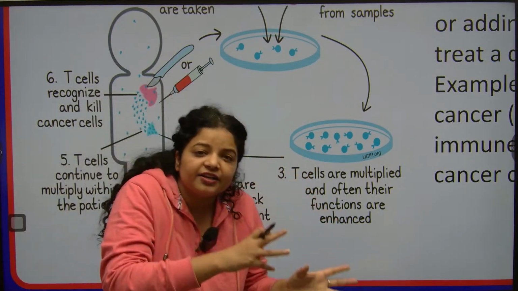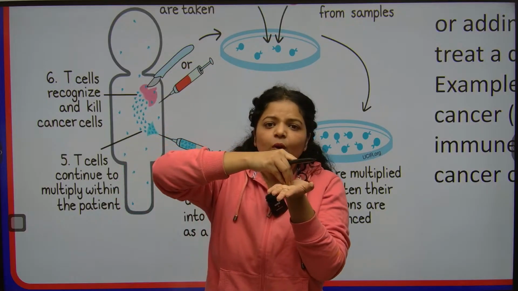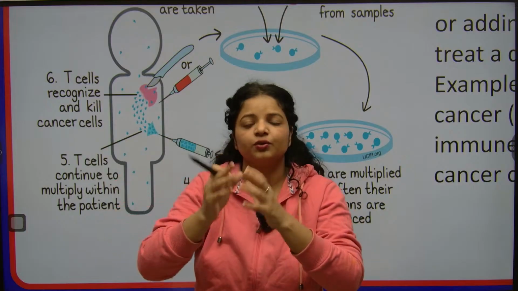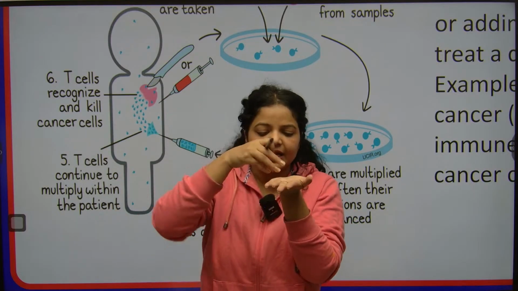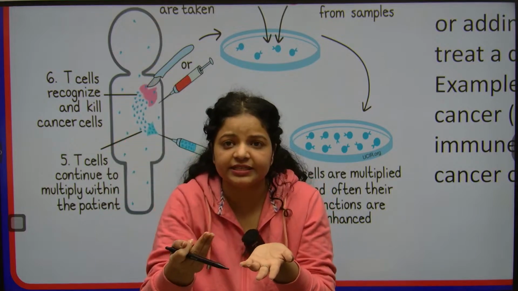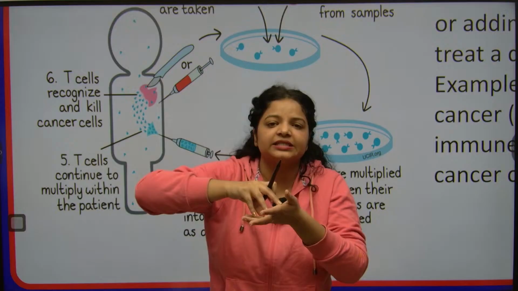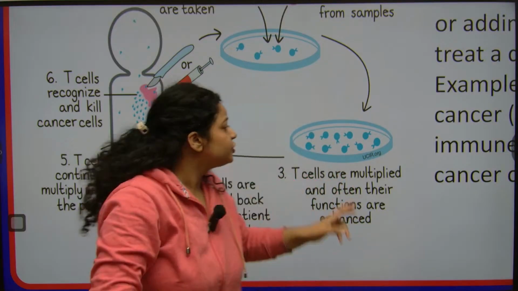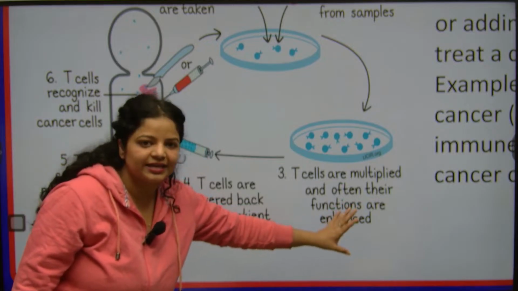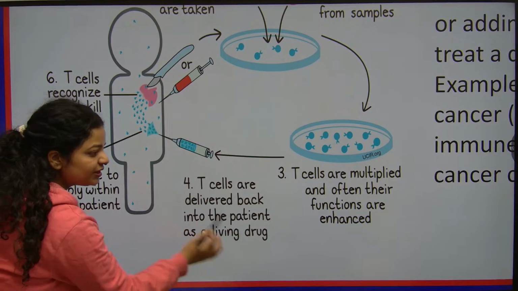Now you have artificially taken those T cells out of the body. Through genetic modification or editing, you have enhanced the quantity of the T cells, plus you have added some extra stuff which is required in healthy T cells. So artificially you have done that. T cells are multiplied and often their functions are enhanced. Now fourth, T cells are delivered back into the patient as a living drug.